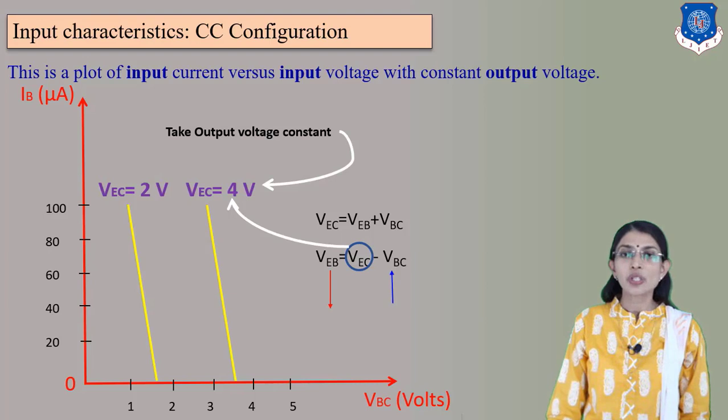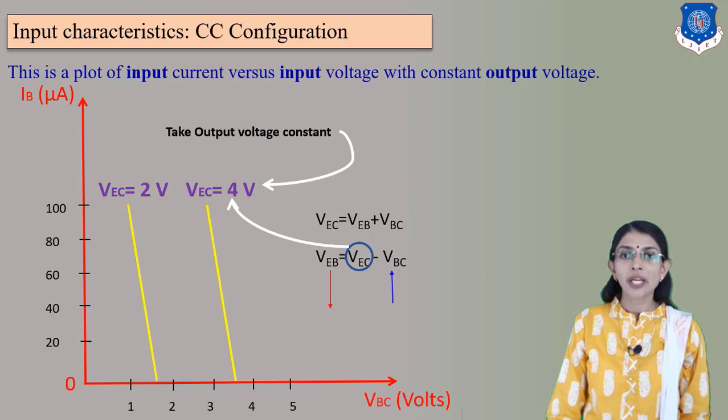This correlation can be easily understood between IB versus VBC from the input characteristic. As VEB decreases, IB is going to decrease. Thus, what is the conclusion from the input characteristic? VBC is going to be increased, then VEB is decreased, and due to VEB being decreased, IB is going to be decreased.